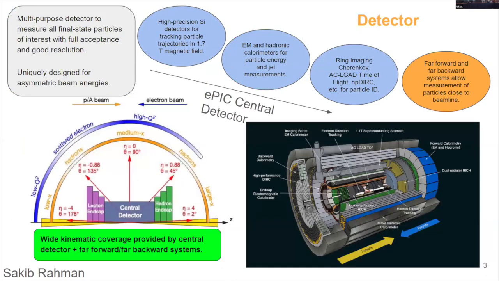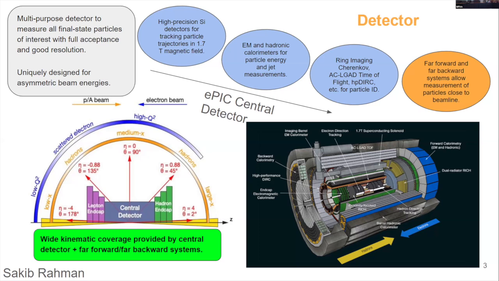Okay, found it. All right, so just a little bit about our detector. It's a multi-purpose detector that's designed to measure all the final state particles of interest with full acceptance and high resolution. And it's uniquely designed for the asymmetric beam energy. So usually in collider experiments, you have a more symmetric configuration. That's not the case with, in particular, with EPIC. But we have a range of different detector technologies. So we have the high precision silicon detectors that are arranged in barrel and end cap configuration to track the particle trajectories that come out of the collisions in a 1.7 Tesla magnetic field.